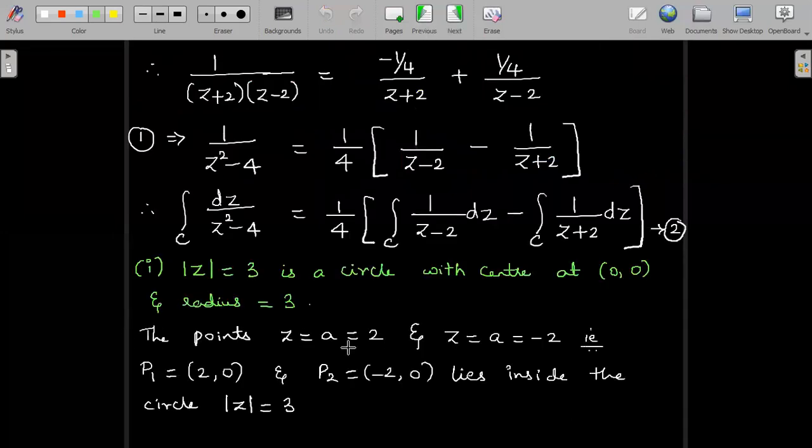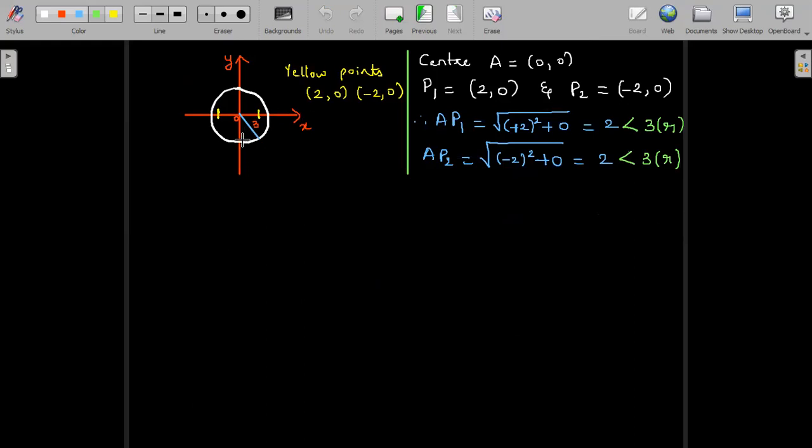So we had the points z = a = ±2, the 2 points which I represented as P1 and P2: (2, 0) and (-2, 0). And we have drawn the circle |z| = 3, that is, center at the origin and radius equal to 3. The points that you can see in the yellow color here are (2, 0) and (-2, 0) respectively on the x-axis. And we observe that when we plot these points, they are lying within the circle whose radius is equal to 3.